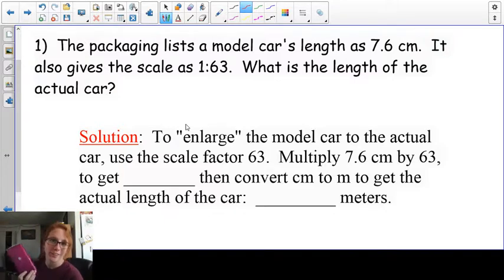Told all of you to get your calculator, and I completely forgot I didn't have mine on me. So, calculator.